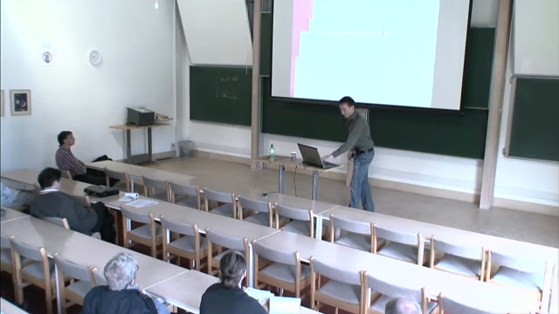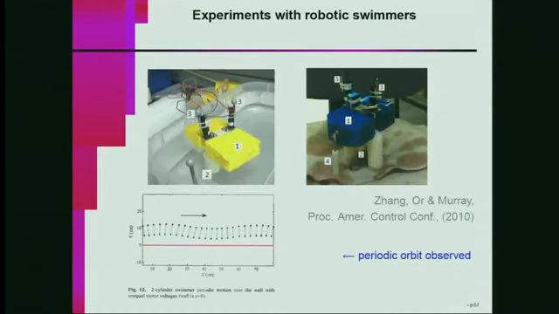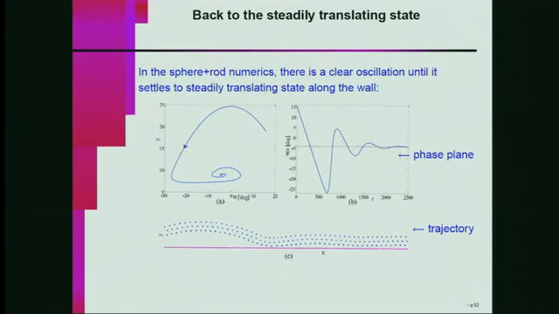Here's a three-sphere swimmer. Anyway, you can see the picture, and these are sponges keeping two cylinders afloat in a tank of viscous fluid, and then they turned these on and actually tried to do an experiment. And here's the picture. They see these bouncing orbits. Let me remind you about this one. This is the steadily translating orbit.